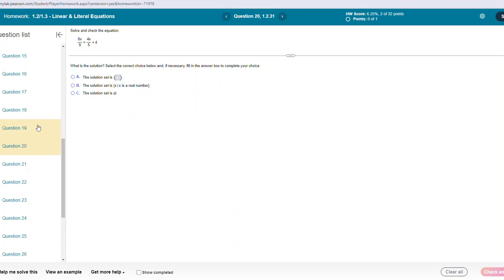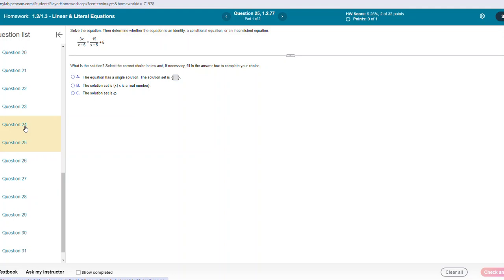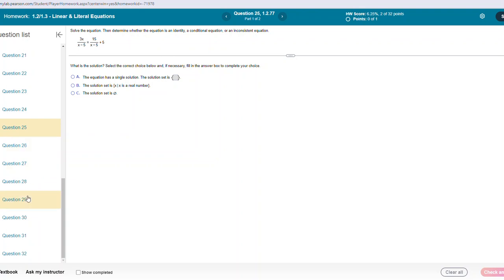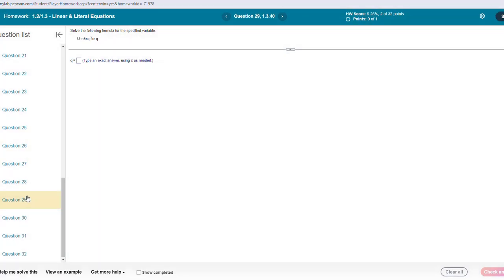Okay, so we're going to look at something like this in a little while. Let me just go to the next one. I'm trying to get to the literal equation. All right, so here's a literal equation. So this one's easy. To solve for Q, I don't know if you can see this, but to solve for Q, it's just one step. What do?